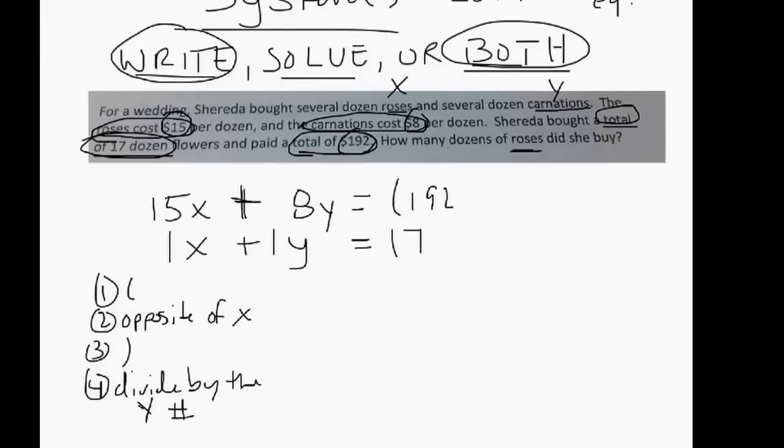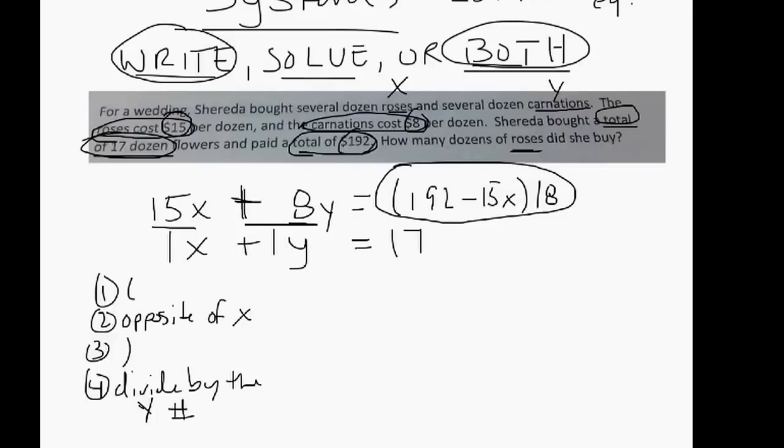Left parenthesis always goes in between the equal sign and the number. Opposite of 15x is negative 15x. Right parenthesis, divide by our y number, which is right there, positive 8, so divide by 8. That is ready for the calculator. We do the same thing to the second one. Left parenthesis, always between the equal and the number. Opposite of 1x. Right parenthesis, divide by our y number here, which is 1. So that is also ready for the calculator.